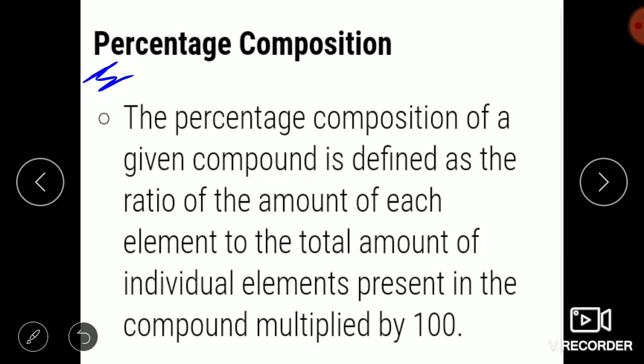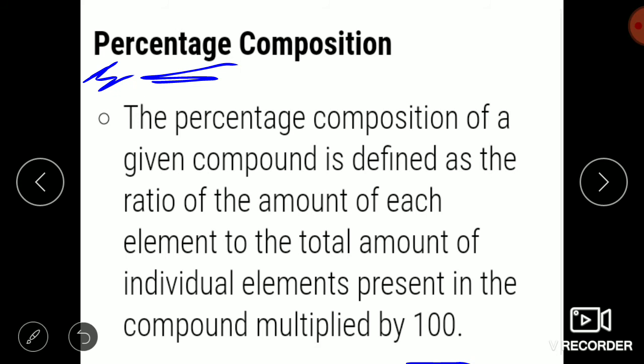Here from you can expect 3 marks in the exam as a numerical. So what is that? It is the percentage composition. The percentage composition of a given compound is defined as the ratio of the amount of each element to the total amount of individual element present in the compound multiplied by 100. Why 100? Because we are dealing with percentage. So we will understand this with an example. This is a formula given here.